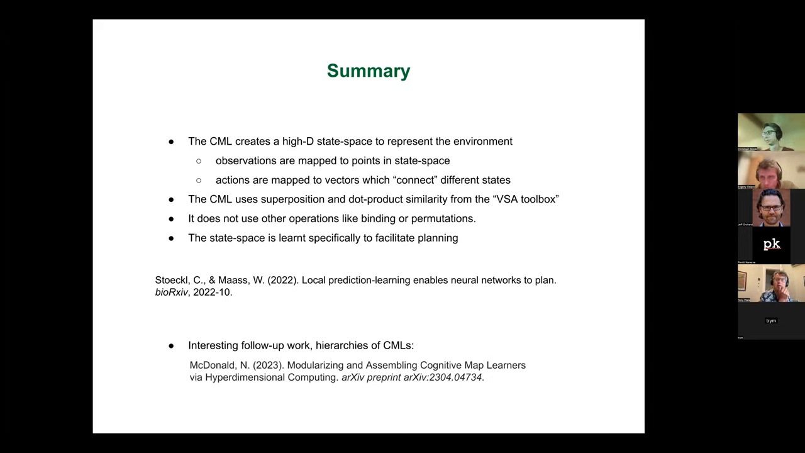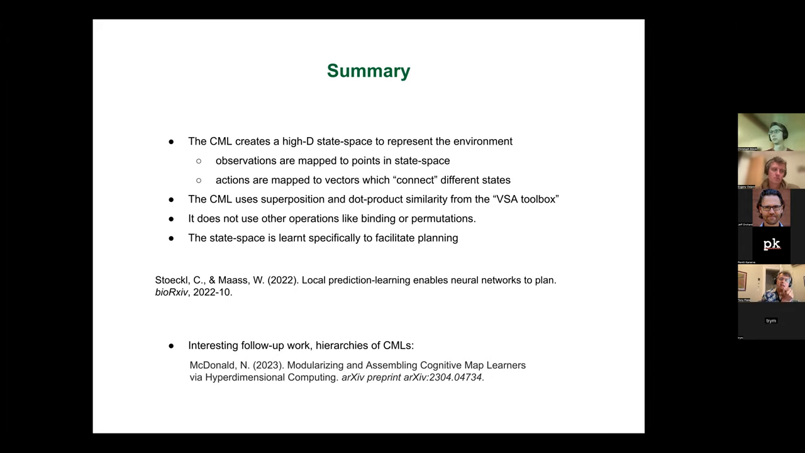I had a question about how the representations in the state space are developed. Is that manually constructed or learned? Right, this is learned. There are really two components of the CML: the positions in state space of the observations, which is learned, and then the correlations between these observations, which are the actions. How do you get from one observation to the other? That's an action, and these actions correspond to movements in state space, so state differences in a way. And they're also learned.